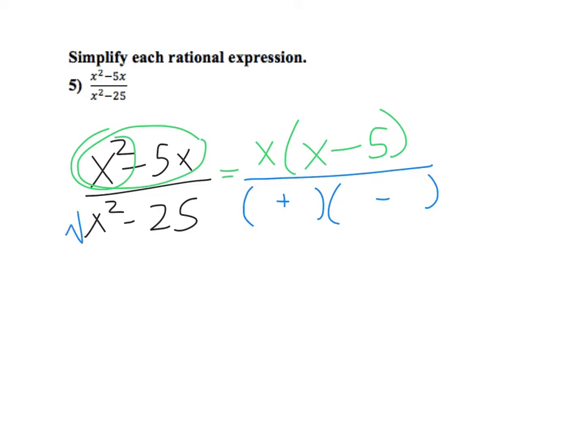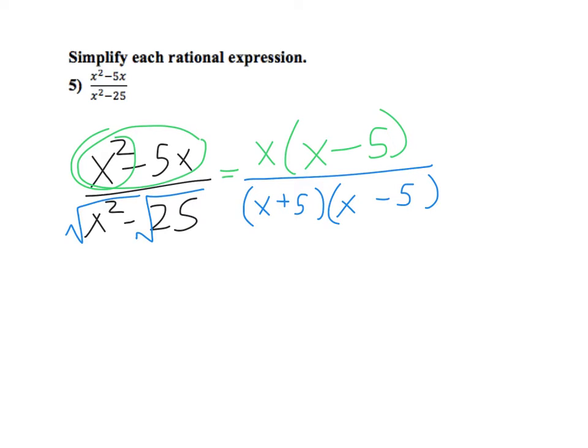For your first term, take the square root of the first thing. The square root of x squared is just x, so x goes first for both. For your second term, take the square root of the second thing. The square root of 25 is 5, so 5 would go second for both. Now we have everything factored, so we can cancel things out.